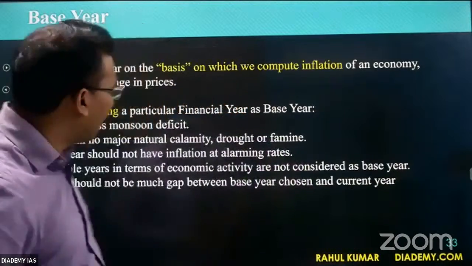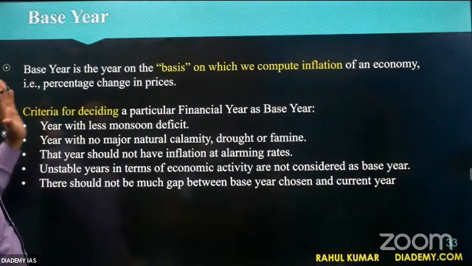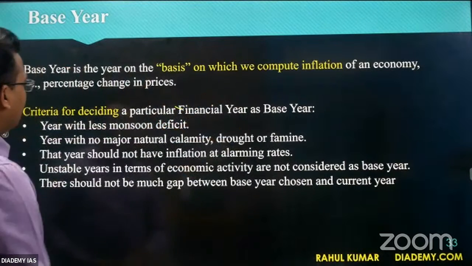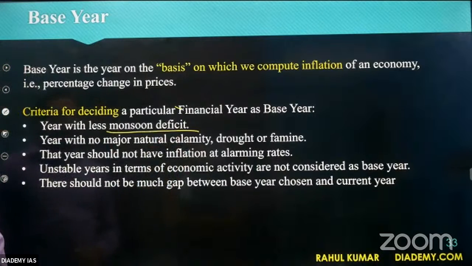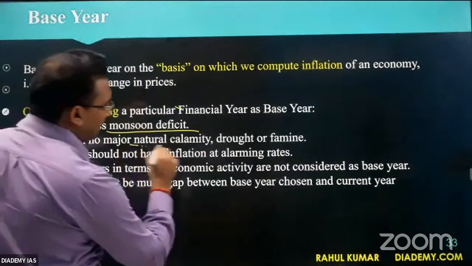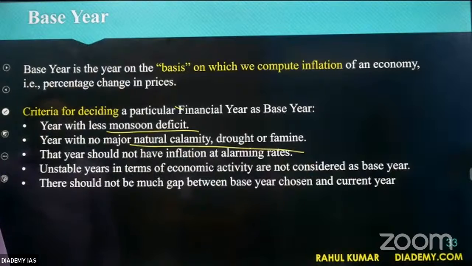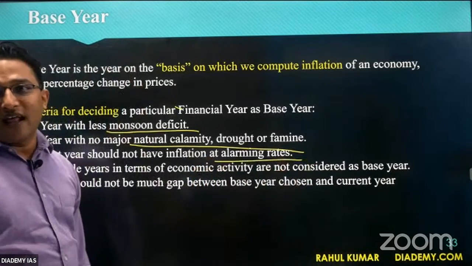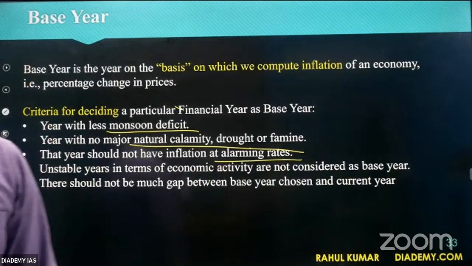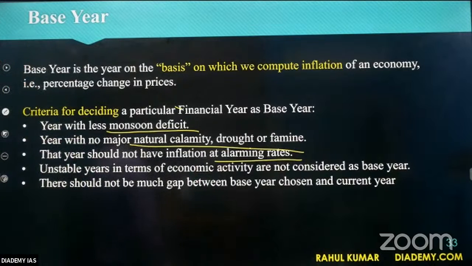So the criteria for deciding a particular financial year as the base year is that it should not be affected by monsoon deficit, or by natural calamity, drought, famine. Then in this year, the inflation rate should not be too alarming. Alarming means the rate is very high.